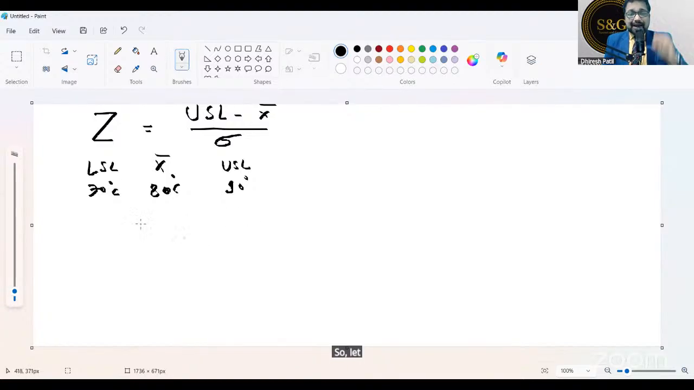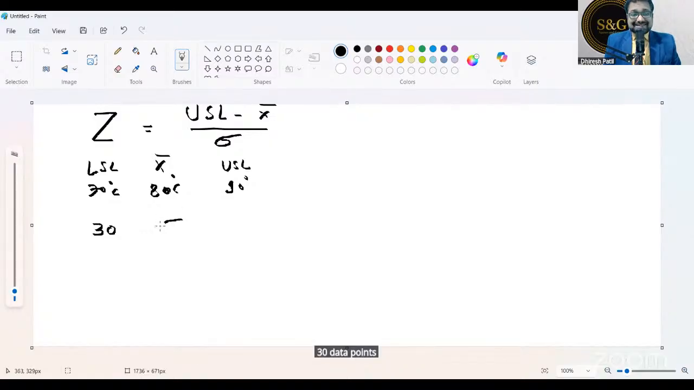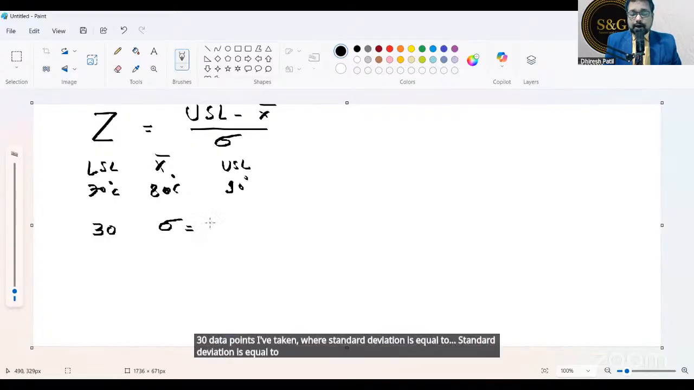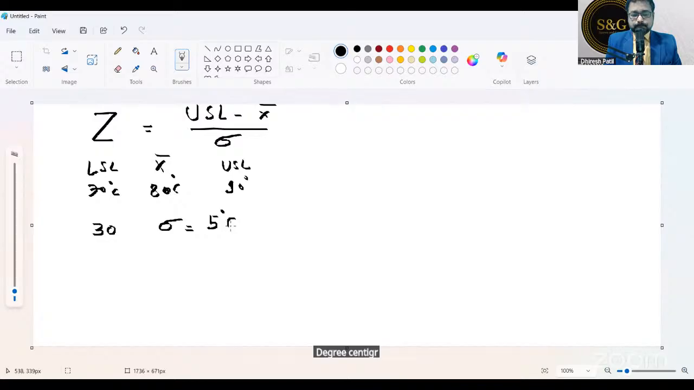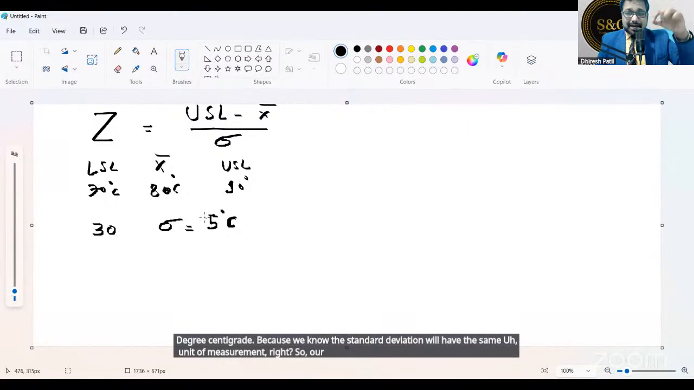So let's say I've taken 30 data points, where standard deviation is equal to, let's say, 5 degrees centigrade, because we know the standard deviation will have the same unit of measurement, right? So our samples are in degree centigrade, standard deviation will be in degree centigrade.